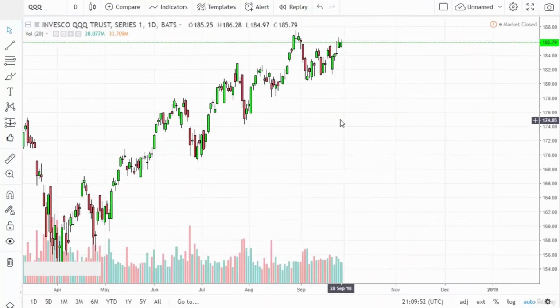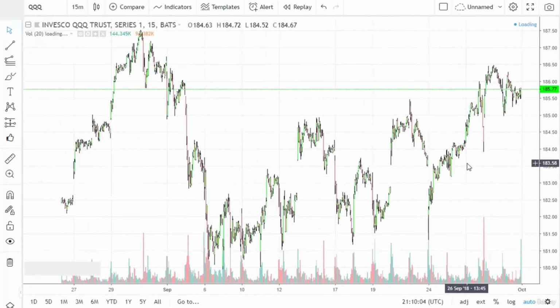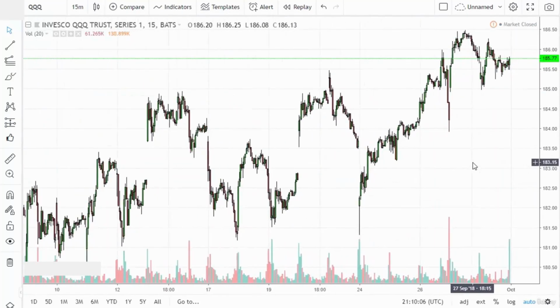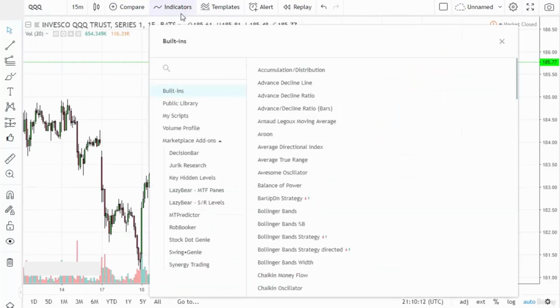At this point, as you know, and as I've tried to pound into your head this entire course so far, do not fight the trend. So now that we know that we never fight the trend, it leads to heartache, we can look at pivot points. So I'm going to click indicators.